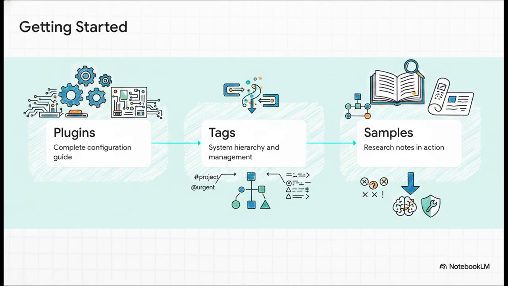Now, I know what you might be thinking. Setting up complex Obsidian workflows can definitely feel a bit intimidating, but Roca Capital has totally preempted that. Getting started is broken down super clearly. First up, you get a complete plugin configuration guide so everything actually talks to each other perfectly. Second, they provide a full tag system hierarchy and management guide so your metadata stays crystal clean right from day one. And third, and honestly, I think this is the absolute best part, you get sample research notes showing the entire system in action. You aren't left guessing how it should look, you literally have the blueprint right in front of you.